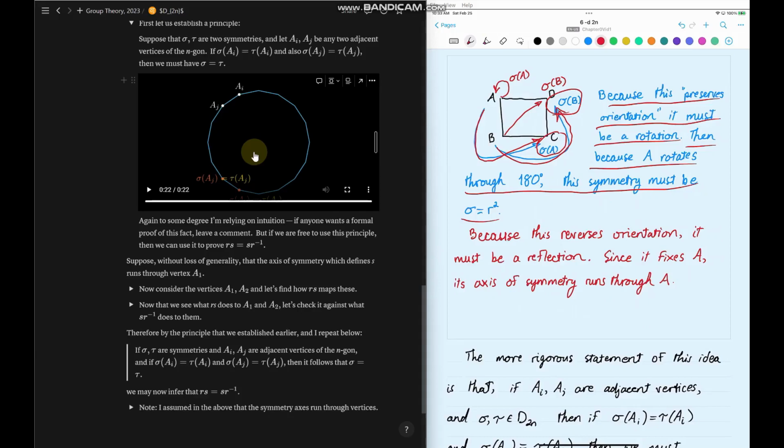Now, also look at this other demonstration of the same principle, but this time we'll imagine that A maps to itself, so sigma A is A. And also let's imagine that B maps to D so that sigma B is D. Now the orientation has been reversed, so we know it must be a reflection. And since A is fixed, it's a reflection with axis that passes through A.